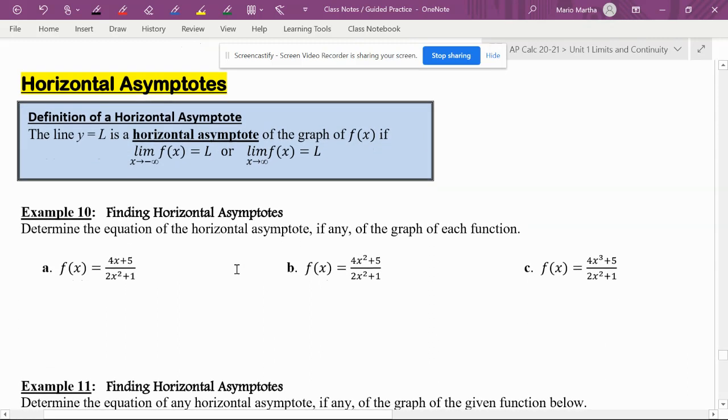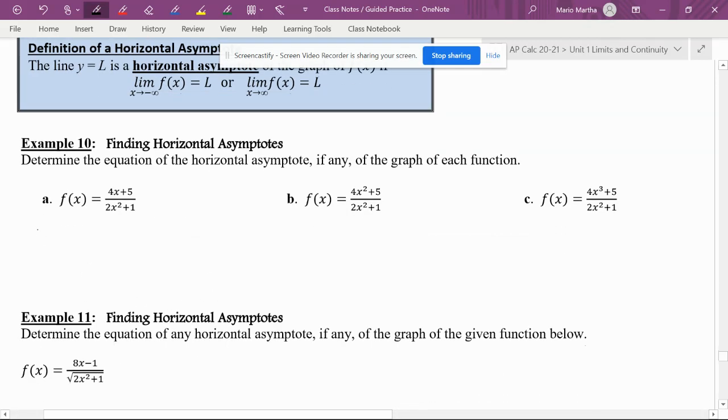Like I said, if you remember, you can also double check your answers on the graphs if you have any questions. You can see the horizontal asymptote. So let's try to find the equations here for all of these.